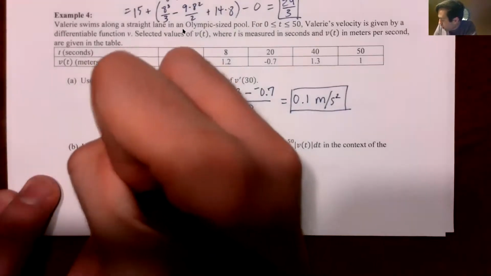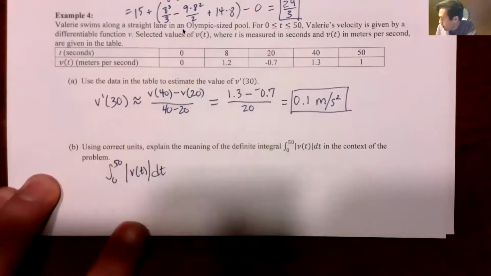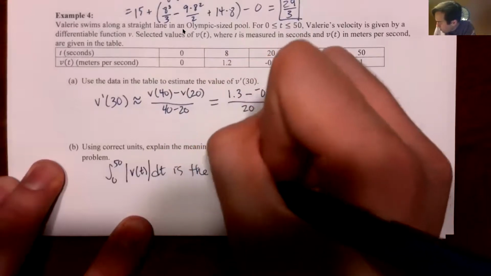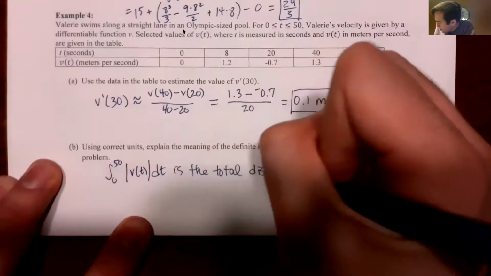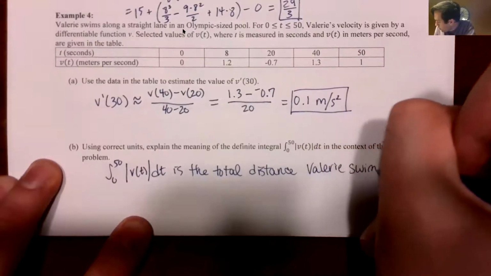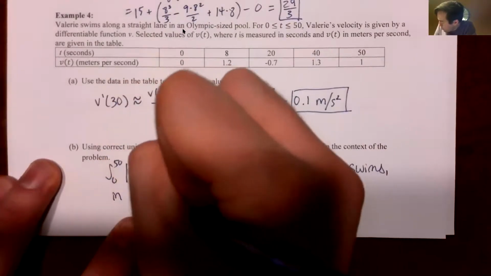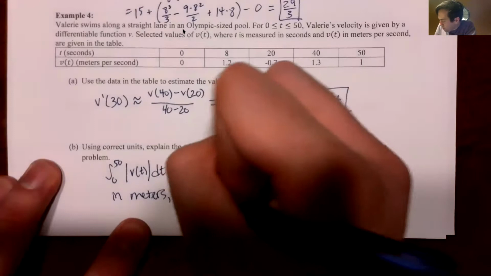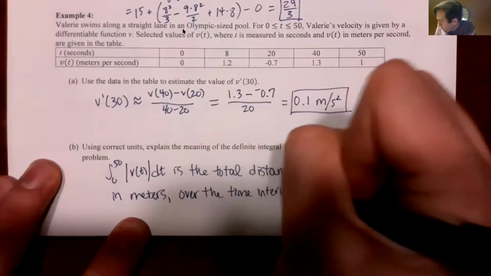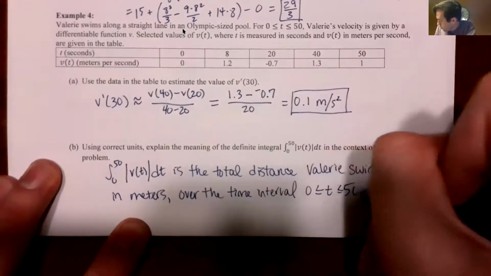So in this problem, what that is going to tell us is it is the total distance that Valerie swims in meters over the time interval zero less than or equal to t less than or equal to 50 seconds.